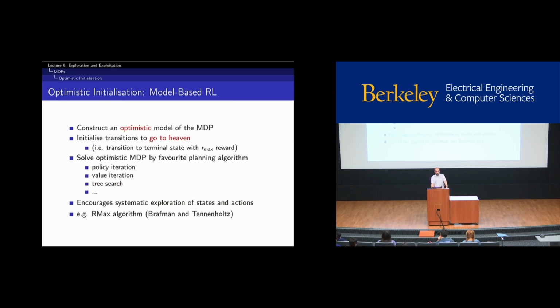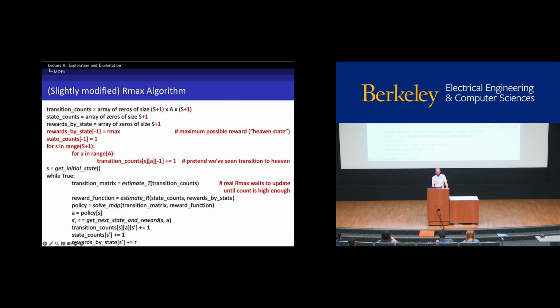Okay. We could do optimistic initialization in this setting by pretending that we've seen really high rewards in every state. Sorry, no, it's not quite that. There's one state that we pretend we've seen a really high reward in, and we pretend that we've transitioned into that state from every state action pair. So we add this fictitious state, the heaven state, to our set of states, and we say that we observed a maximal reward in that heaven state. We just pretend that we did.